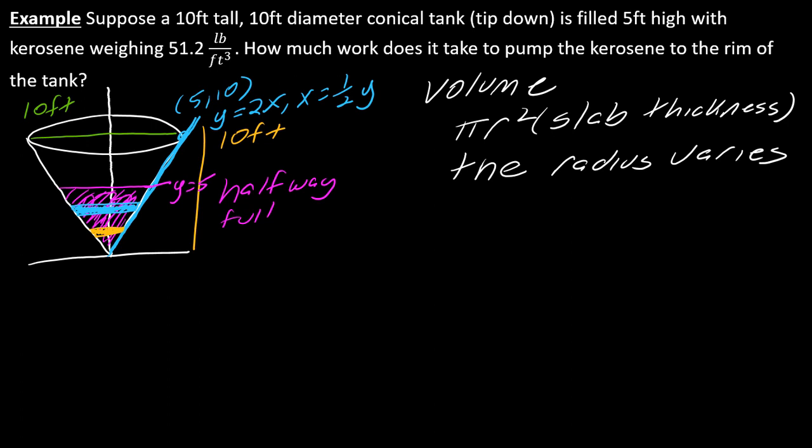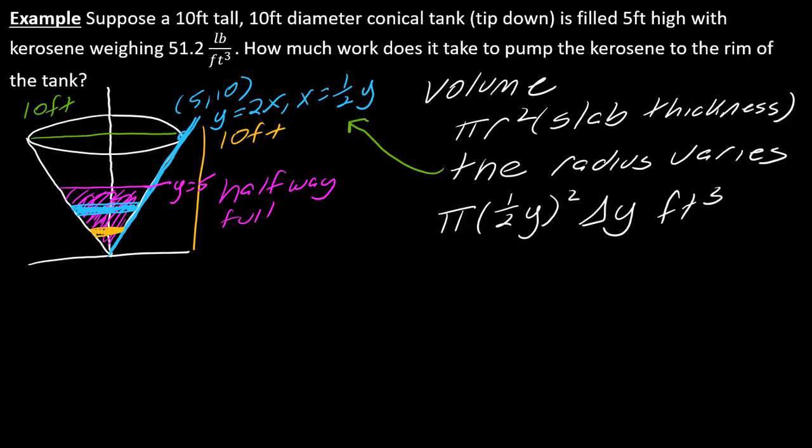Okay, so with that in mind, I can refer to that, and I can get pi times 1/2 y squared, and then the slab thickness is still going to be delta y, and the units here are feet cubed. Okay, so here is the first part of this to get my volume formula. And I know this is in feet cubed.